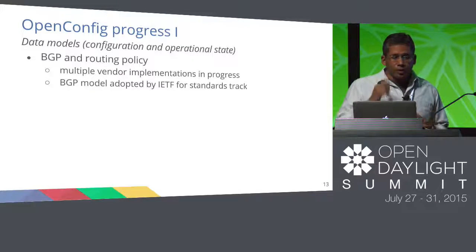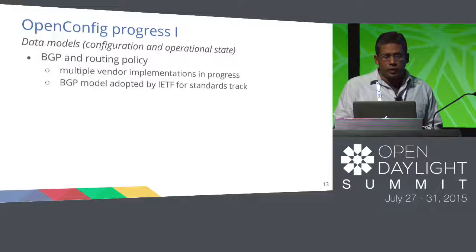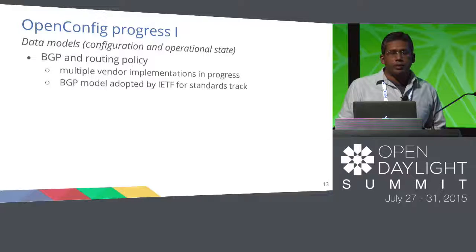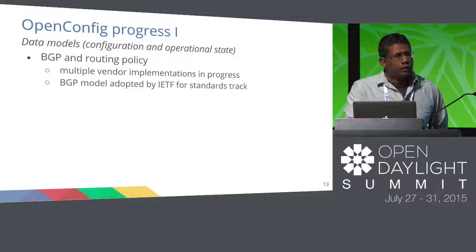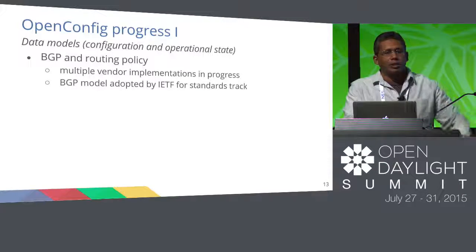The BGP model has also been adopted by the IETF for standards track, which is great news because it makes life, again, easier for vendors. We've also proposed the routing policy model for standards track, and hopefully it's on track to go on to standards track by being adopted in the routing working group. Jeff can comment.